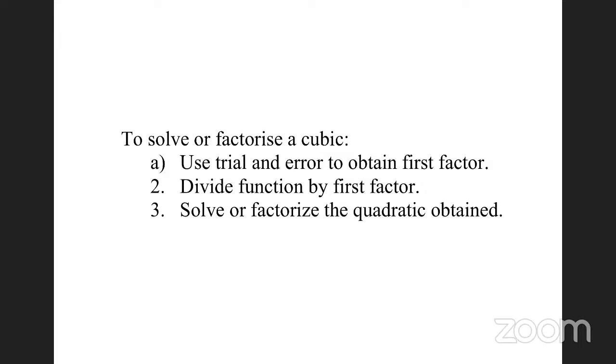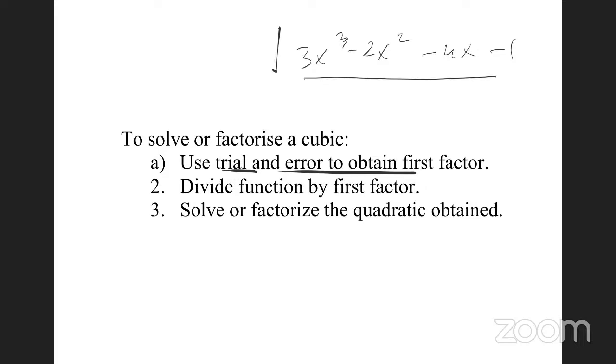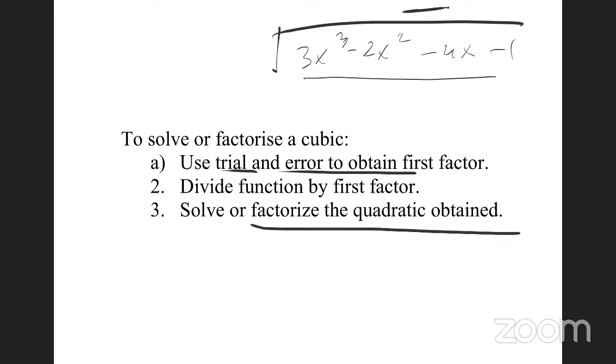Three things there, right? Step number one is to use trial and error to get the first factor. Then do long division, divide the function by the first factor, and then the third thing is to solve the quadratic. So if I give you a cubic like this, we have to use trial and error to obtain the first factor, then divide by that first factor, and then solve the quadratic again on top here.